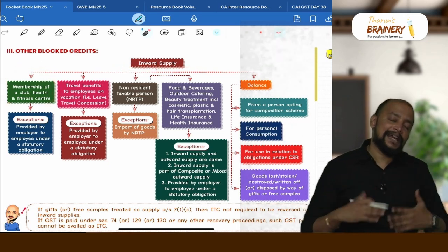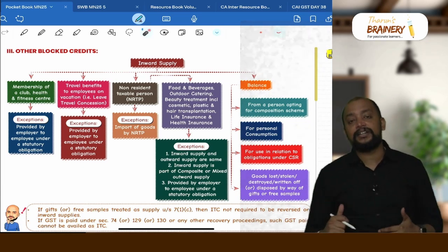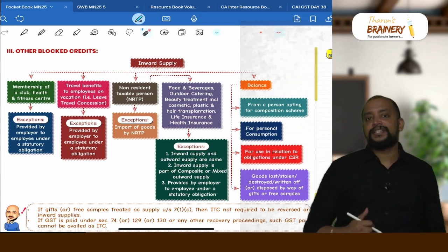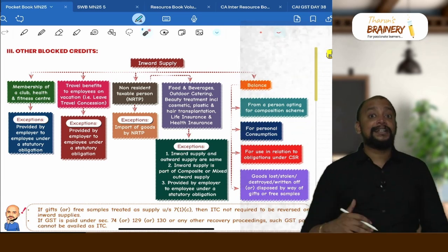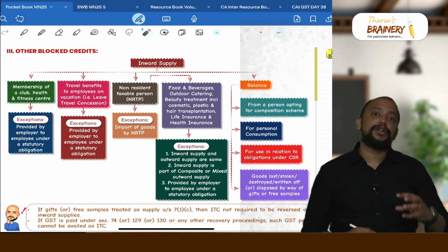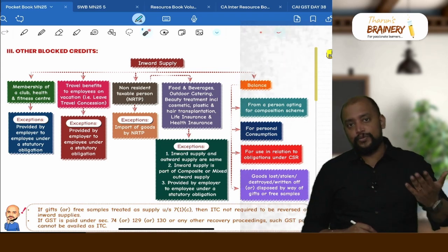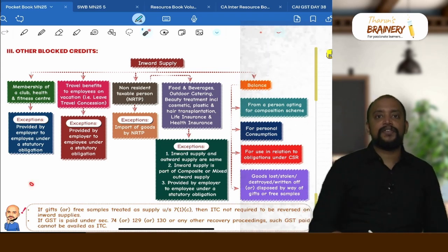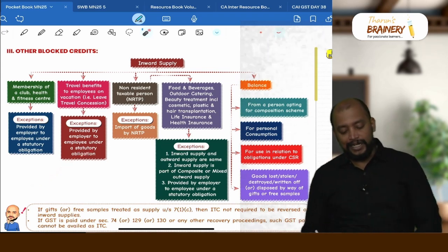So we cannot take ITC on membership of a club, health and fitness center, but we have one exception. Suppose it is incurred by the employer for the employee under a statutory obligation, then ITC is available. Then travel benefits extended to employees on vacation. Again, what is the exception? Suppose it is provided by the employer to the employee under a statutory obligation, they can take ITC.